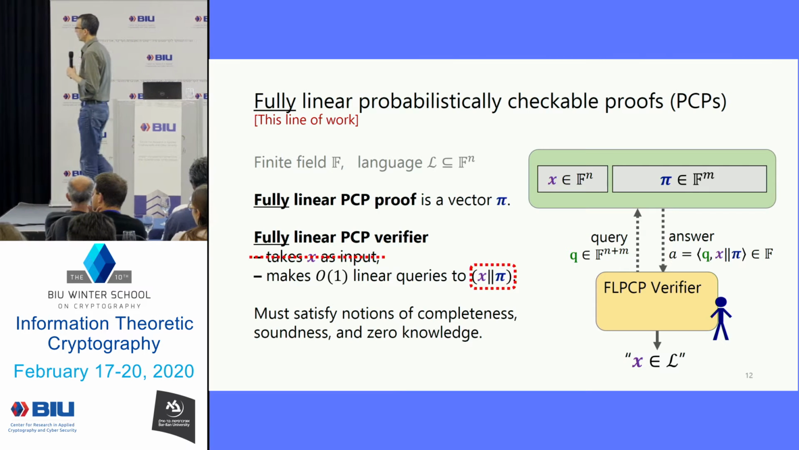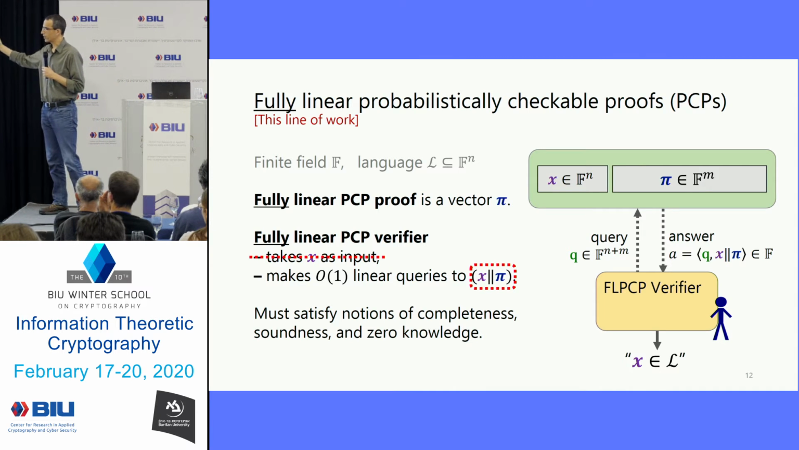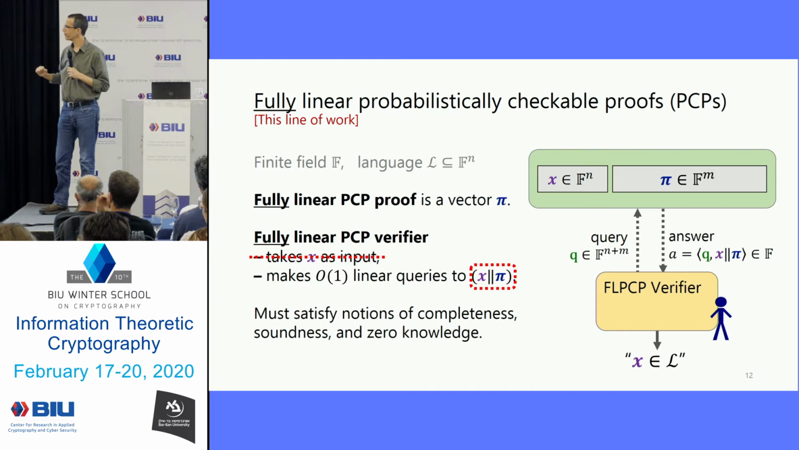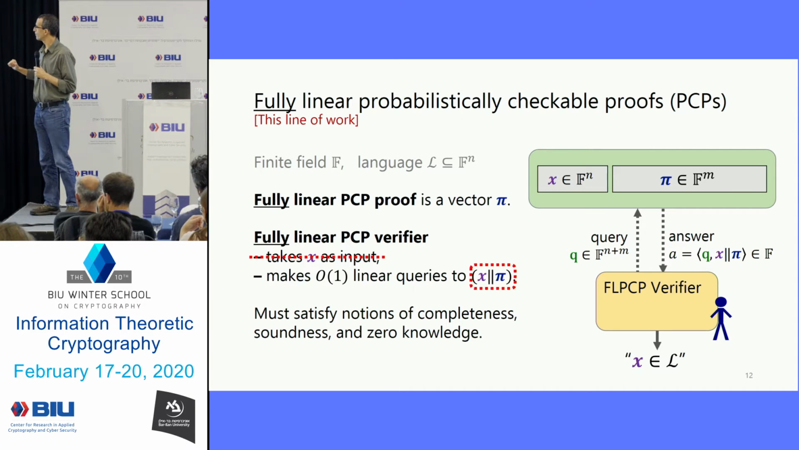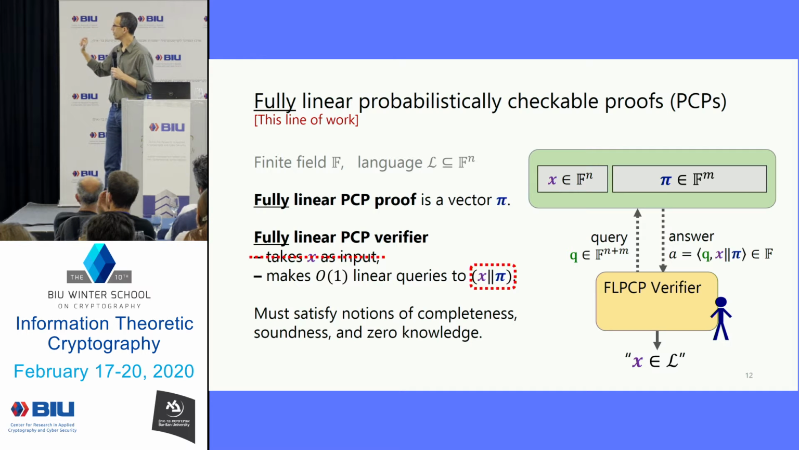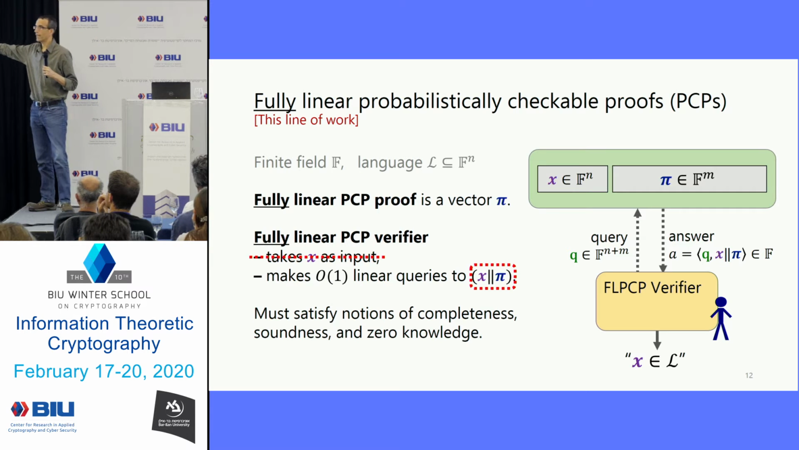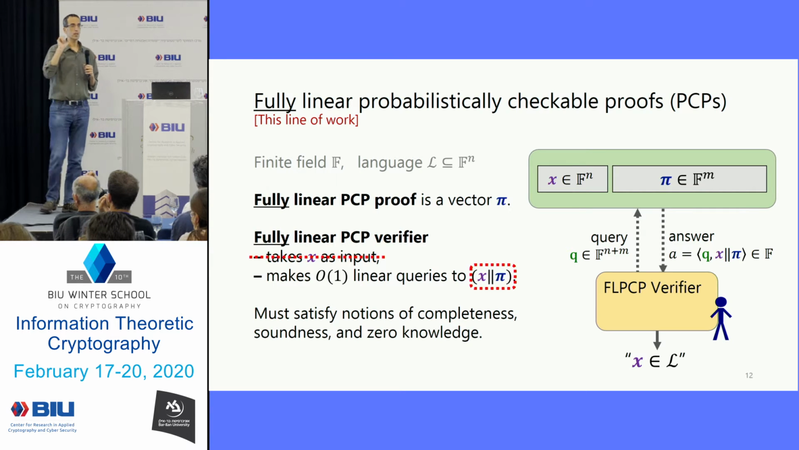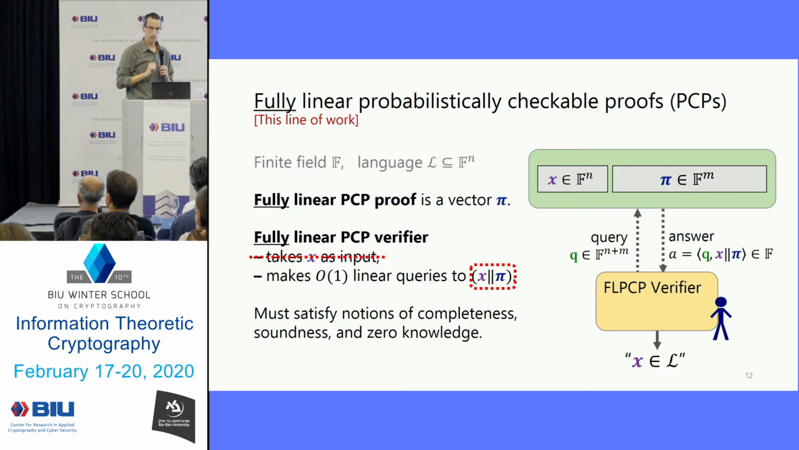Okay, so in this case, the verifier does not have the input, and what it does is construct queries to a concatenation of the proof and the input. Linear queries. Again, same thing, linear over here, and it gets back inner products of the query and the proof.